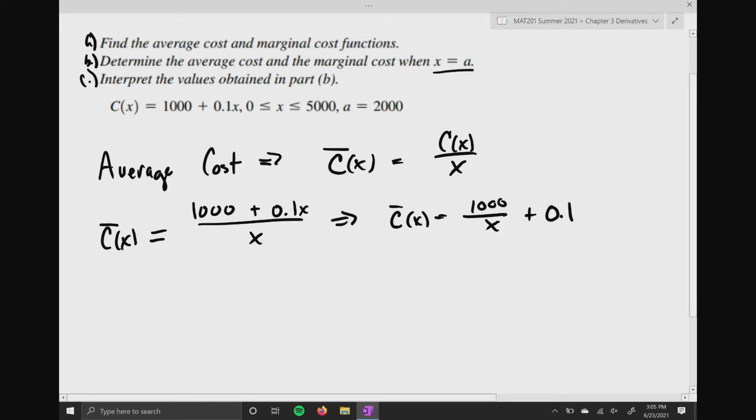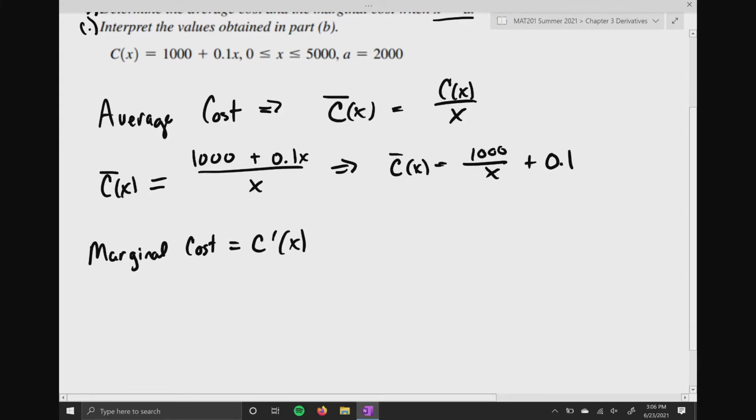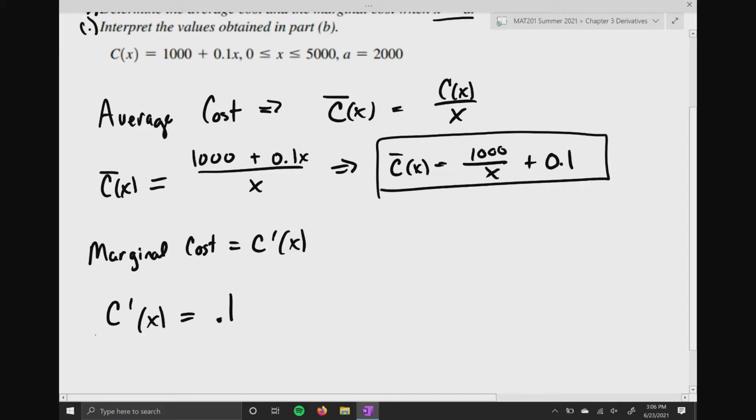The marginal cost is nothing more than the derivative of the cost function. Now, we need to go back to the original cost function. So the derivative is just going to be 0.1. Okay? So here's our average cost. Here's our marginal cost. Pretty straightforward.